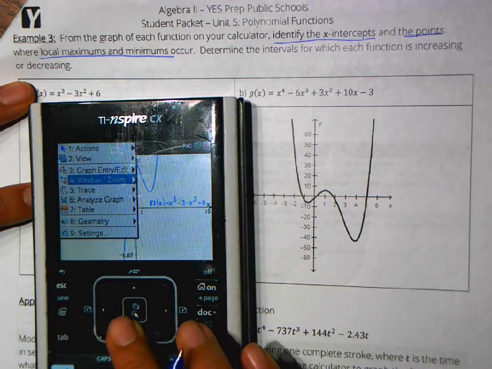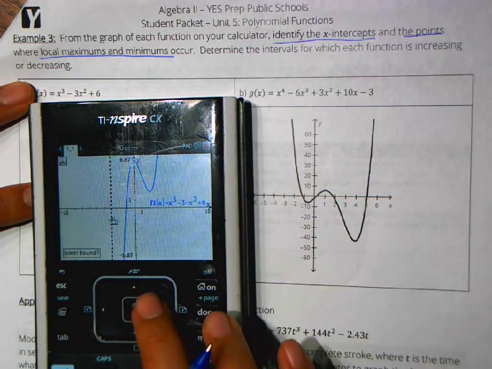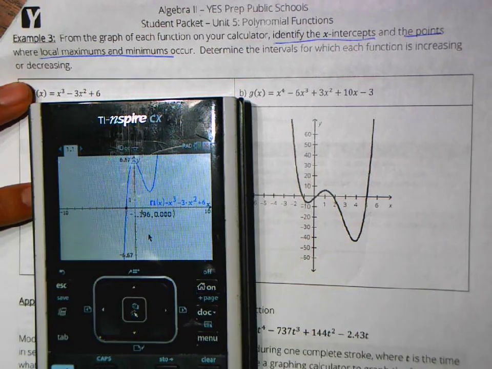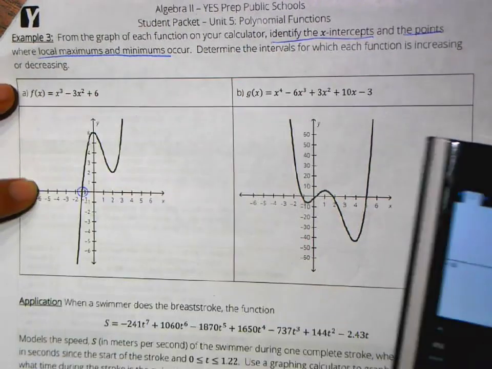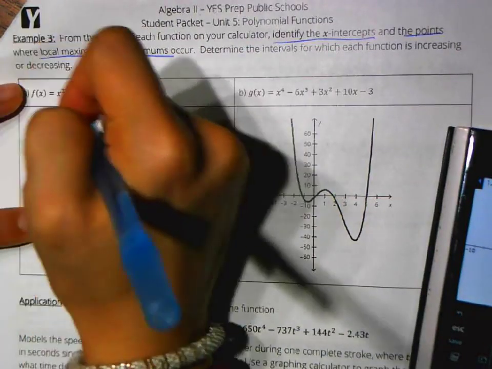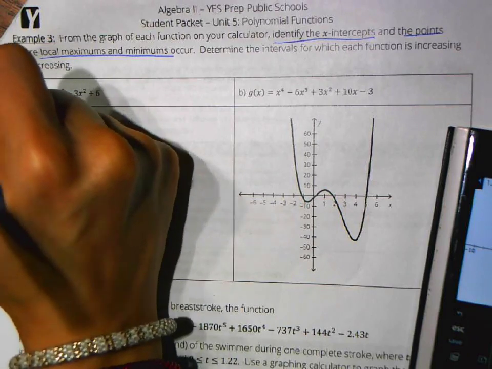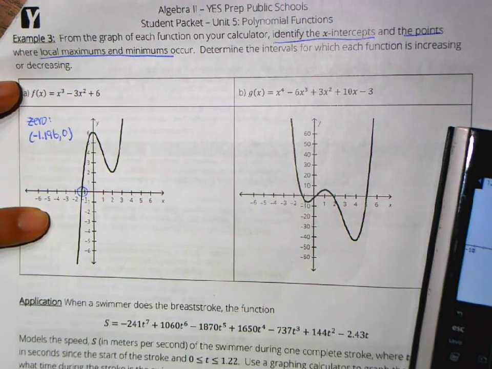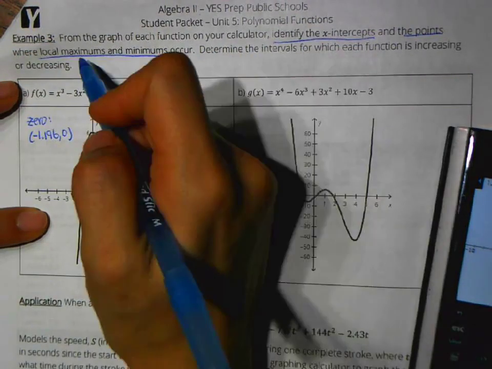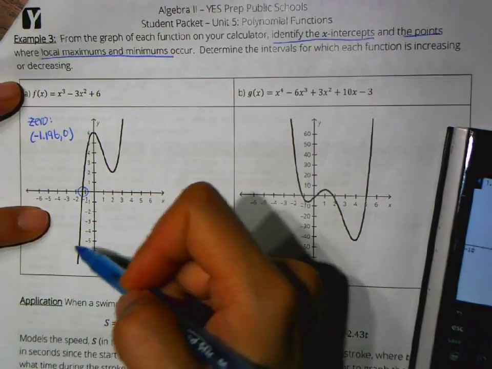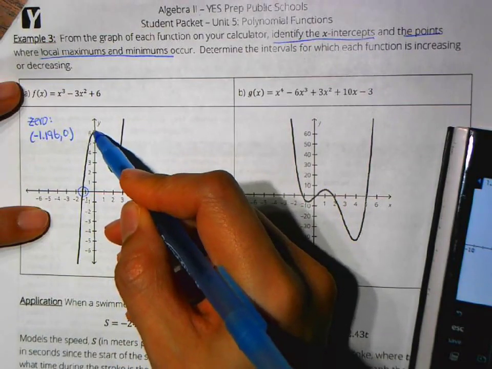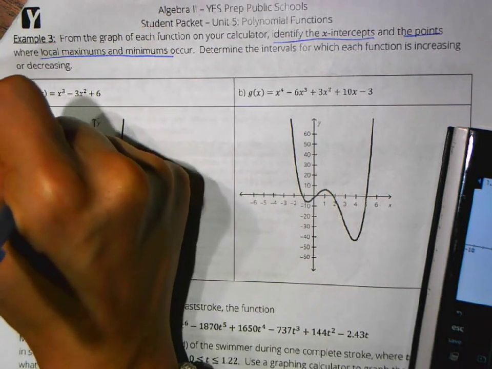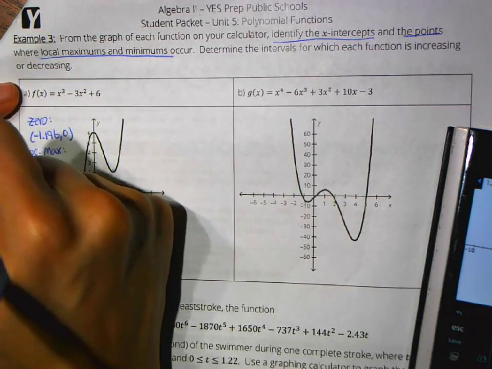So menu, analyze graph, zero, highlight my zero. So my x-intercept, my zero happens at negative 1.196. Let me write that down. Zero happened at negative 1.196, comma 0. Now we'll talk about local maximum and local minimum. If you're looking at this, there is a local maximum right here and a local minimum right here. So let's find the local max and local min.